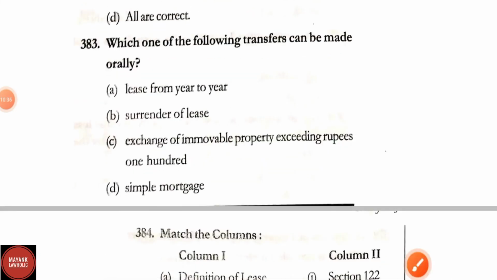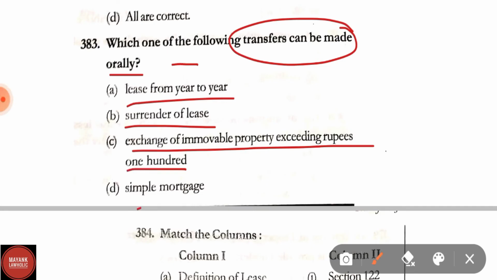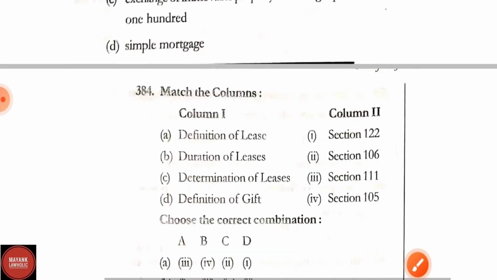Question number 383. Which one of the following transfers can be made orally? Options are: lease from year to year, surrender of lease, exchange of immovable property exceeding ₹100, simple mortgage. Here the correct answer is option B, that is surrender of lease can be made orally.